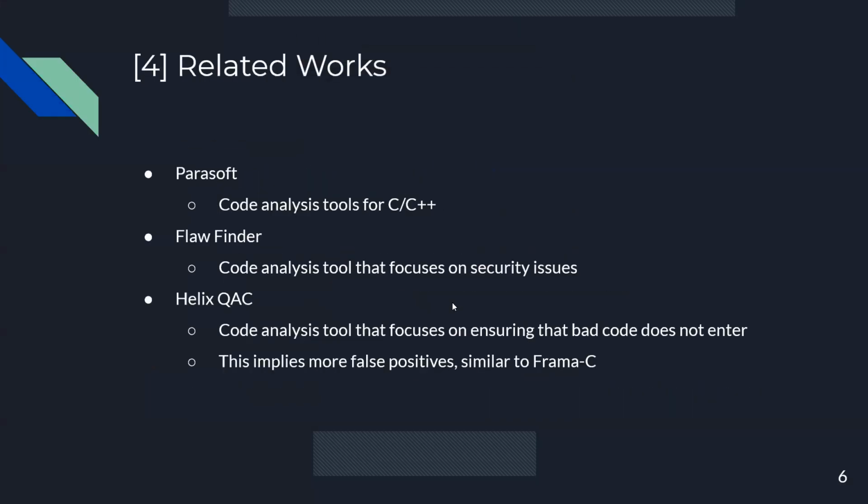For related works, we looked at 3 tools. We had Parasoft, Flawfinder, and Helix QAC. Parasoft is a code analysis tool for C and C++. Flawfinder is a code analysis tool that focuses on security issues, which Reed showed off with equal.c to show if there were any security issues. And then Helix QAC is a code analysis tool that focuses on ensuring that bad code does not enter production, because if you were to merge it and not know that there were bugs, you could have more technical debt down the road. And it also implies more false positives, similar to what Frama-C had done.